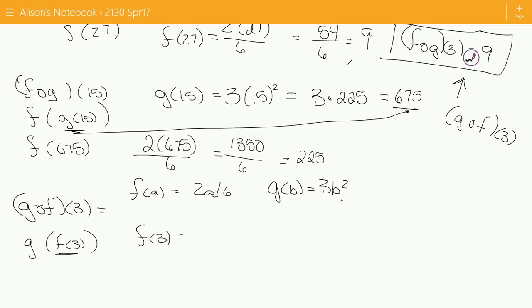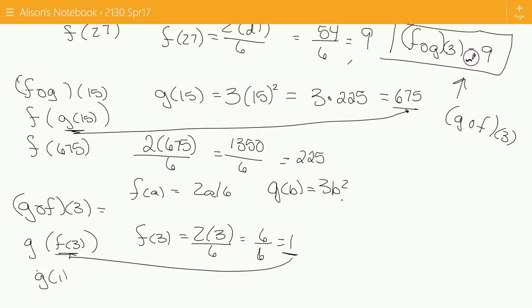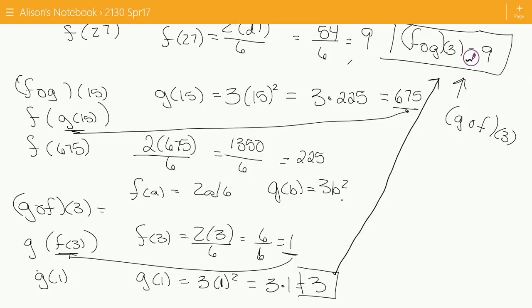So f of 3 is going to be 2 times... wherever I find the a, I'm going to replace it with the 3, and I'm going to divide it by 6. This is going to give me 6 divided by 6, which is 1. So I'm going to take this 1 value and I'm going to put it back into my g. So now I'm going to have g of 1. Well, g of 1 is going to give me 3 times 1 squared. And this is 3 times 1, which is 3. So my g of f of 3 is 3, but my f of g of 3 was 9. So those two are not equivalent.